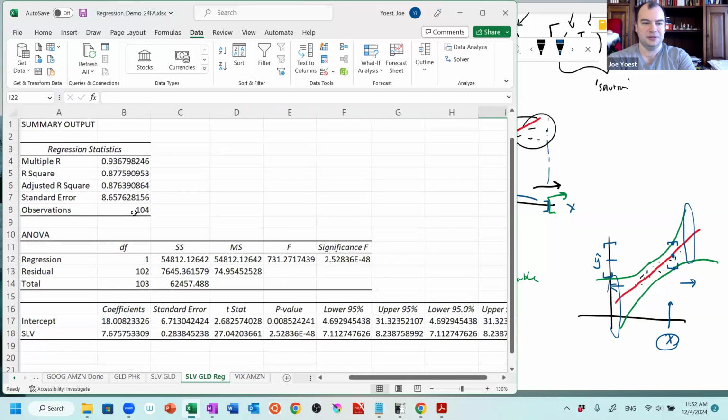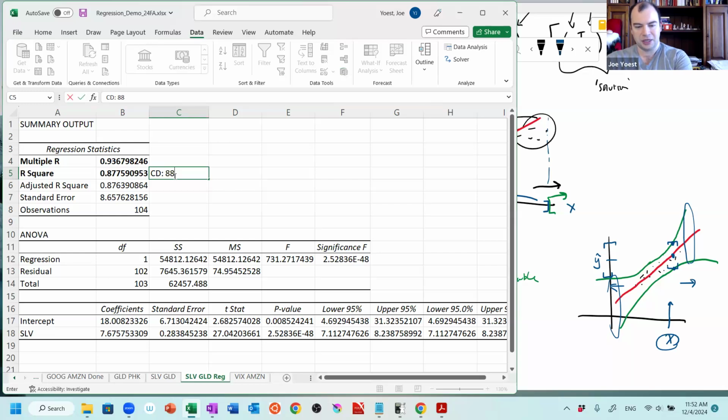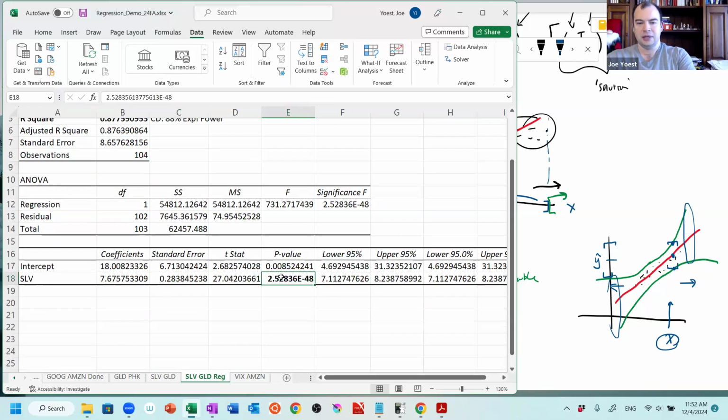I'll zoom in just a tad. And I see my numbers up here, my correlation coefficient of 0.94 or so. My explanatory power, my coefficient of determination, is about 88%. So I'm pretty happy with that. I'm explaining about 90% of what's going on with the gold price by looking at silver prices. I see my p-value for the slope is 10 to the negative 48. Can't get a whole lot better than that. I'm probably pretty happy with this model.